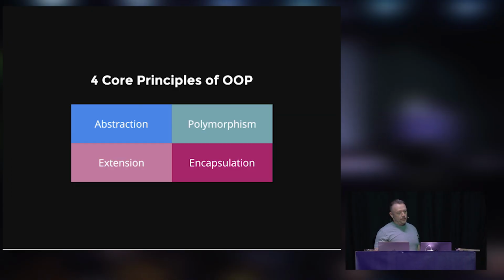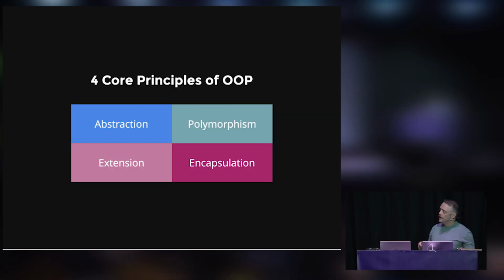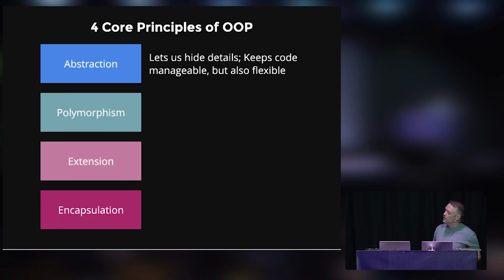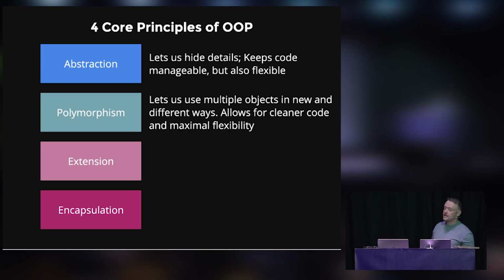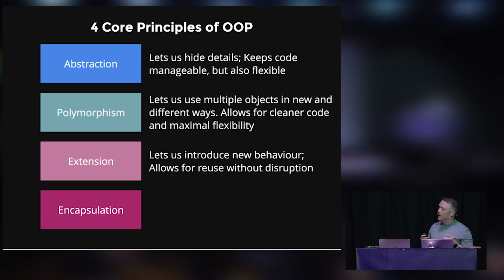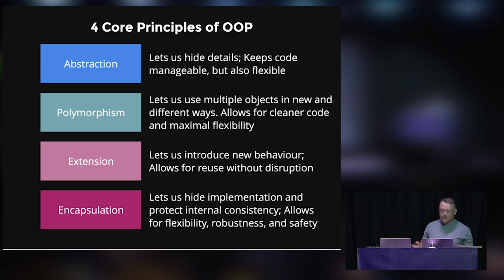So those are the 4 core principles of object-oriented programming. And just to summarize those for you, abstraction lets us hide details and keeps code manageable, but also flexible. Polymorphism lets us use multiple objects in new and different ways and allows for cleaner code and maximal flexibility. Extension allows us to introduce new behavior and allows for reuse without disruption. And encapsulation lets us hide implementation and protect internal consistency. It allows for flexibility, robustness, and safety.